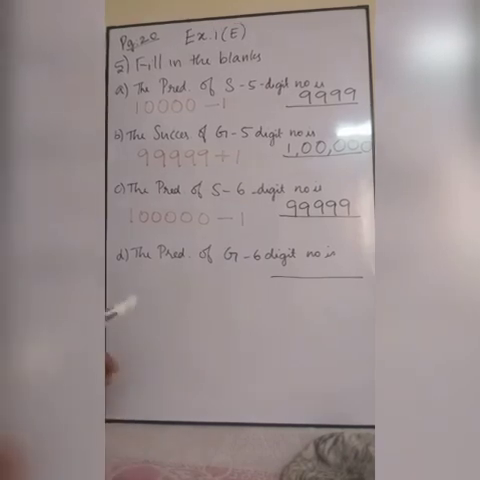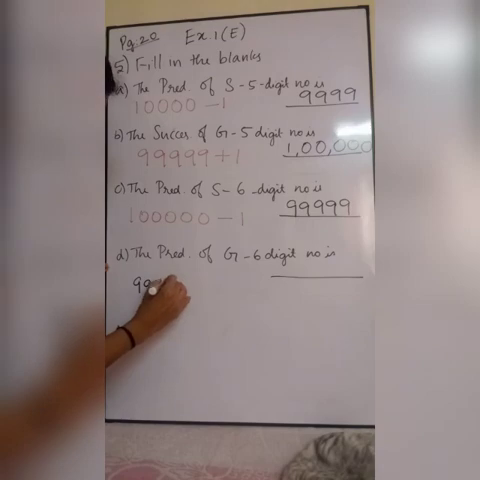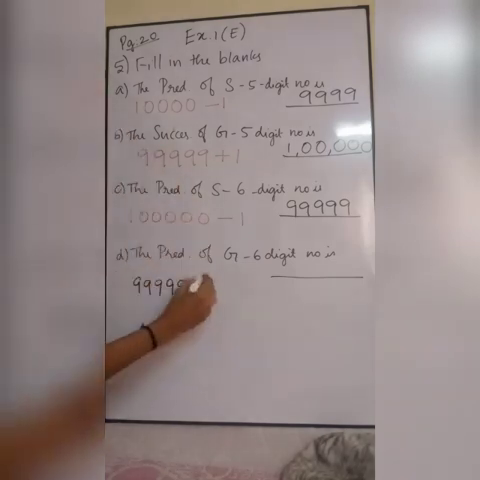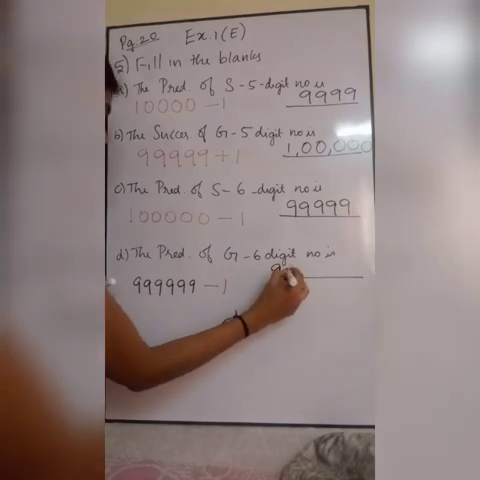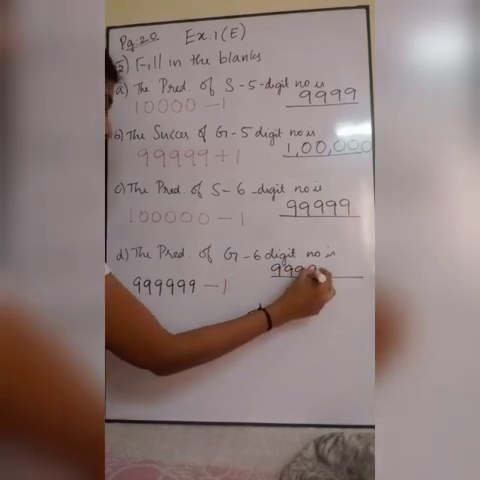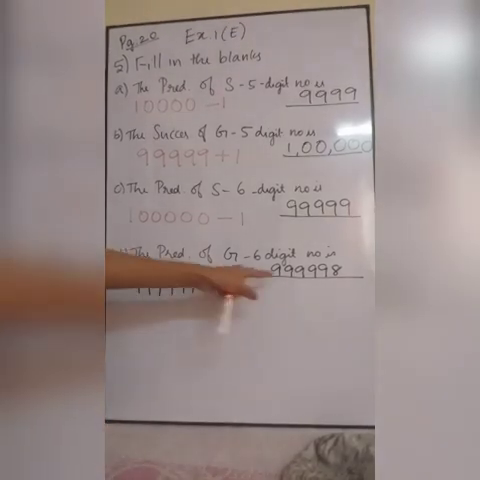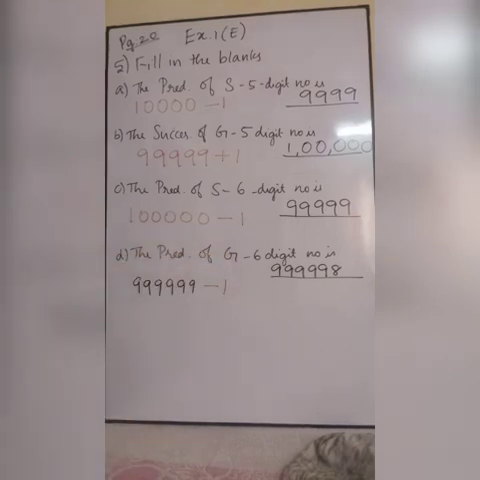Okay, next, what is the predecessor of the greatest 6-digit number? So what is the greatest 6-digit number? 9,99,999. This is your greatest 6-digit number. If you want to find the predecessor, what will you do? You will subtract 1 from that number. So what will you get? 9,99,998. Okay, so 9,99,998 is the predecessor of the greatest 6-digit number.